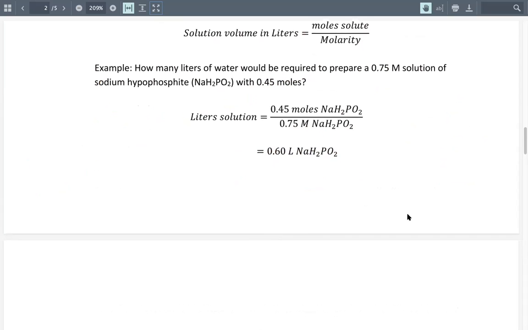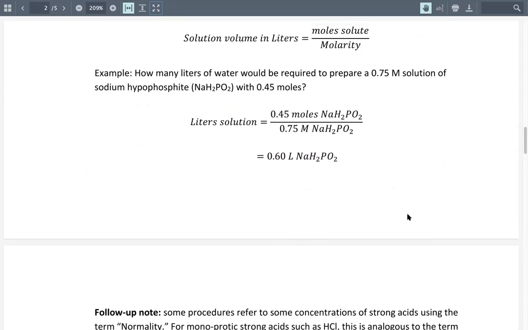All right. Another example, it's asking us how many liters of water would be required to prepare a 0.75 molar solution of sodium hypophosphite with 0.45 moles. So again, this is another rearranging question, right? Because the molarity equation is what they'll give you, and then ask you for something like the liters. To find the liters, you need to move the liters to this side via multiplication, right? So now you have liters times molarity is equal to moles.